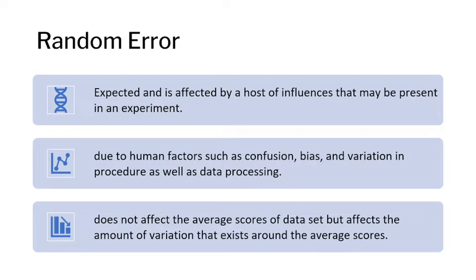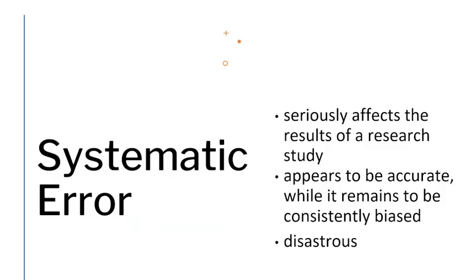Take note, random error does not affect the average scores of data, but it affects the amount of variation that exists around the average scores. Okay, so highlight, it would affect the amount of variation.